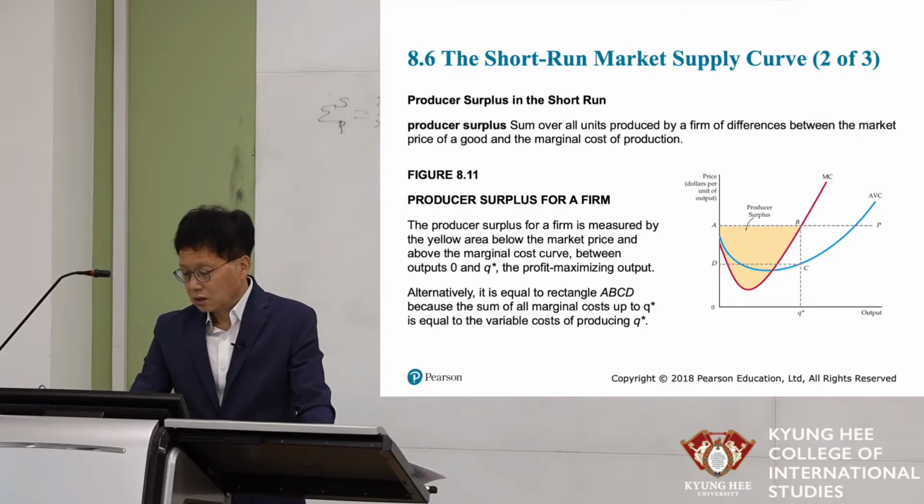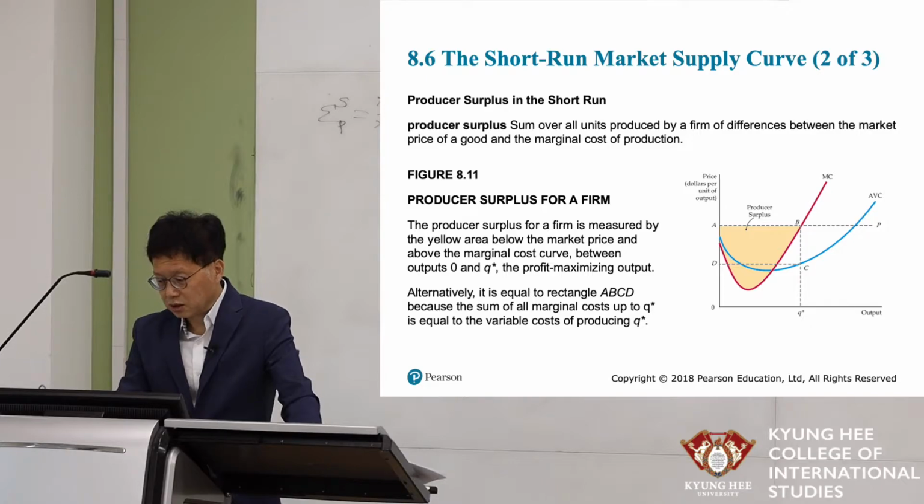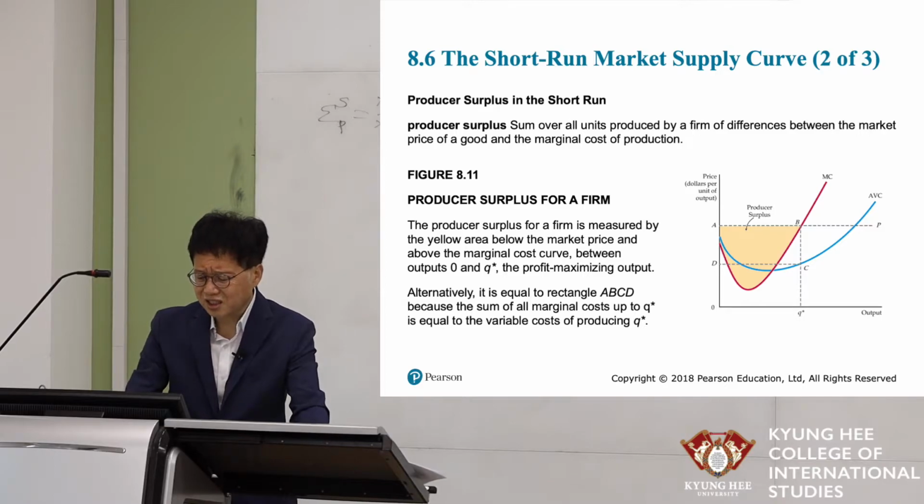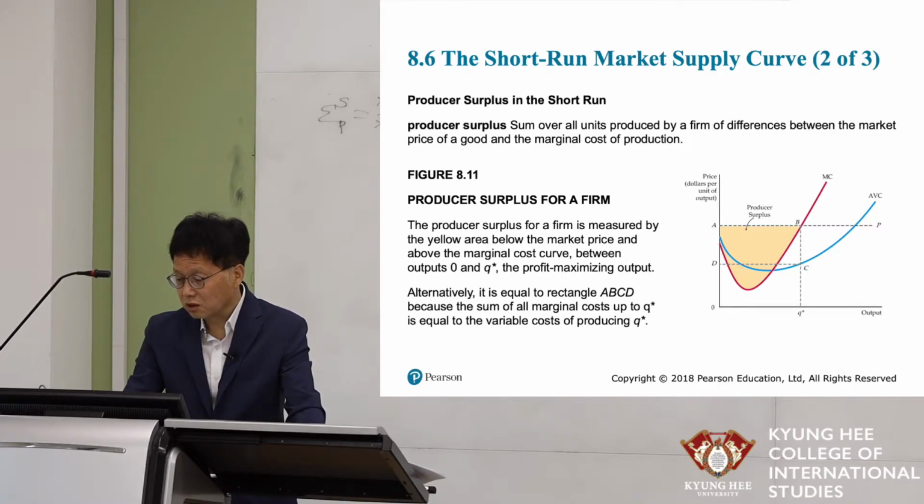So this area is producer surplus. Alternatively, it is equal to rectangle ABCD, because the sum of all marginal costs up to Q star is equal to the variable cost of producing Q star. Okay, so this one, or rectangle ABCD. The area of rectangle ABCD is equal to this AB, this kind of thing, right? In this figure.